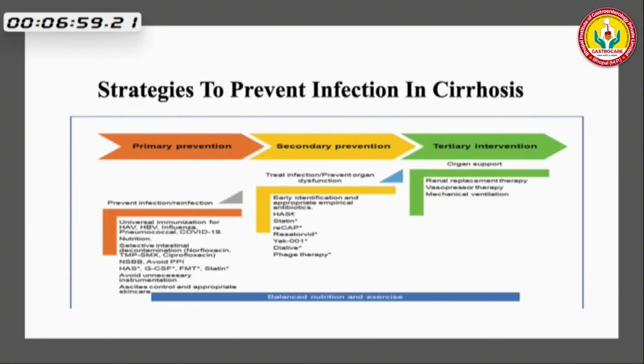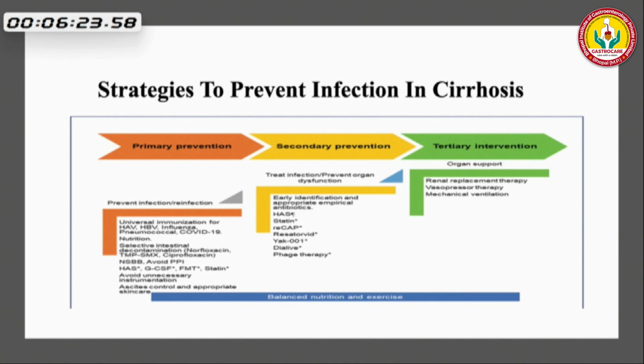How to prevent infection in cirrhosis? You have 3 strategies: primary prevention, secondary prevention, and tertiary prevention. First is how to prevent infections or reinfections. Universal immunization against hepatitis A, hepatitis B, immunization against influenza, pneumococcal vaccine, and in the present era, COVID-19 vaccine. Then intestinal decontamination, avoid unnecessary instrumentation if it is not required, control ascites, but the most important thing is balanced nutrition and some form of exercise which is feasible.